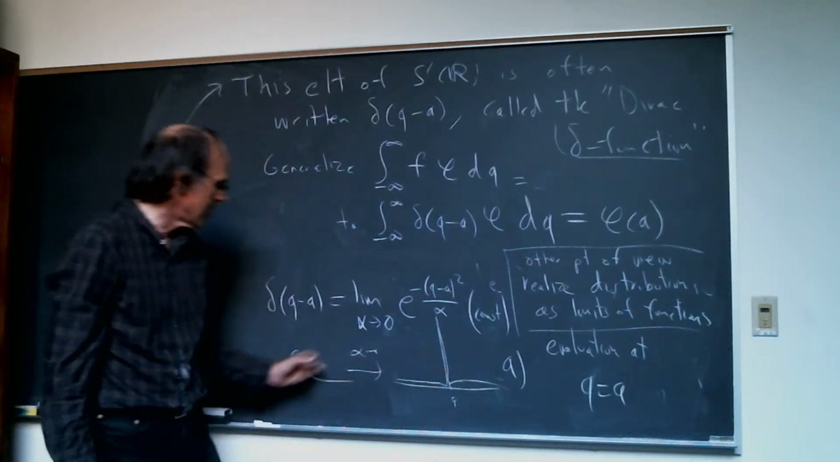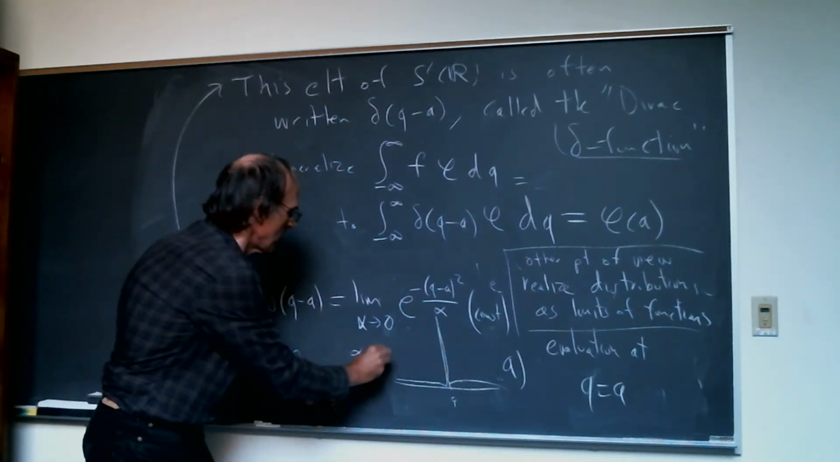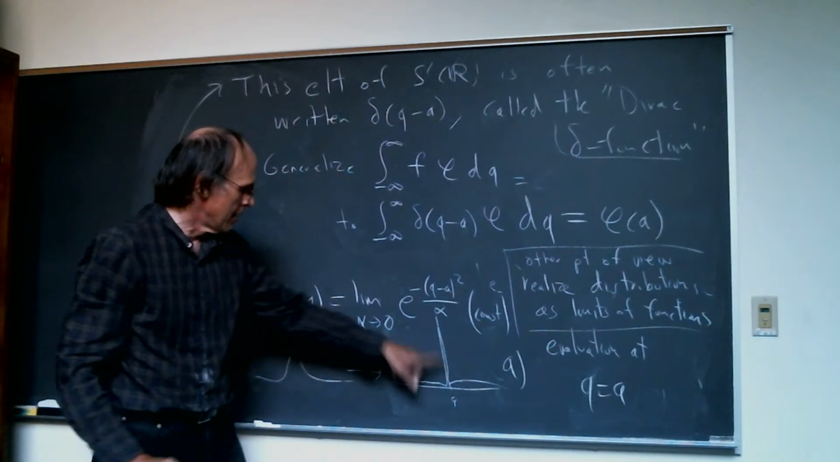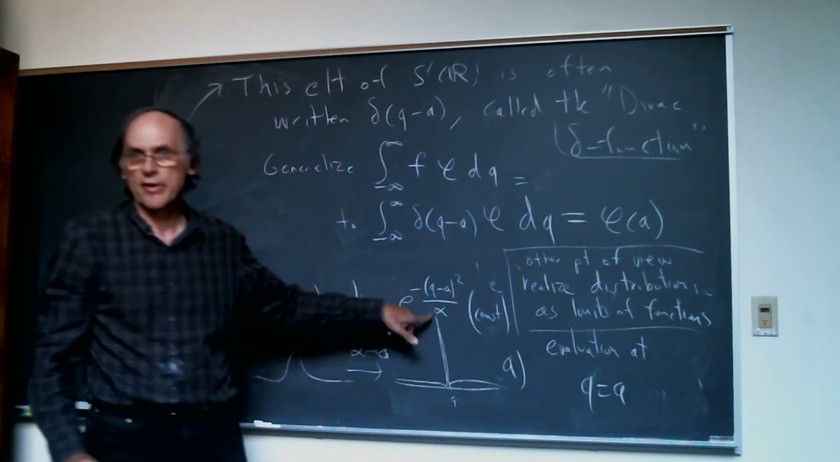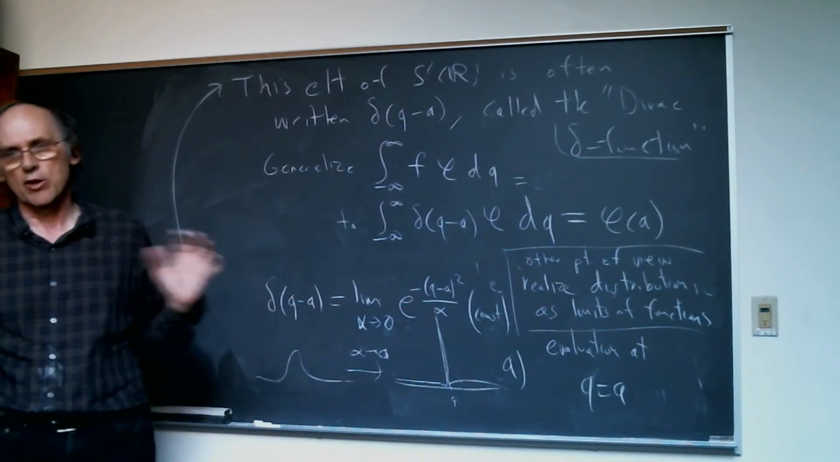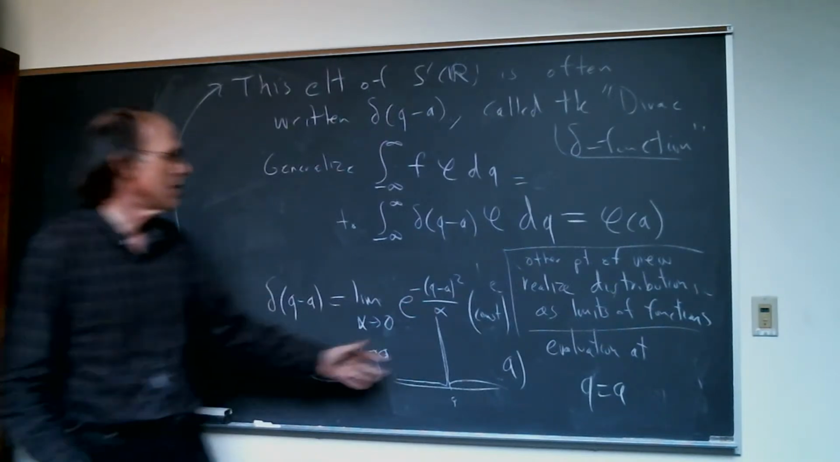And the problem is that in this limit, as alpha goes to 0, the function is going to 0 everywhere except at a, where it's going to infinity, and the limit is no longer a function, but the limit is a distribution.